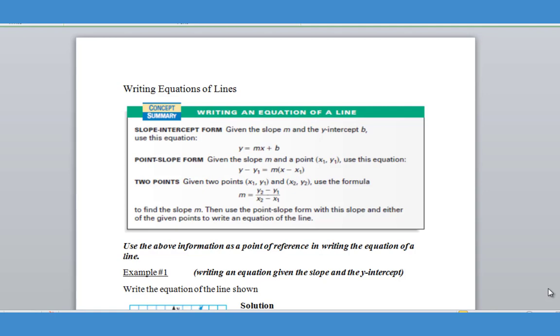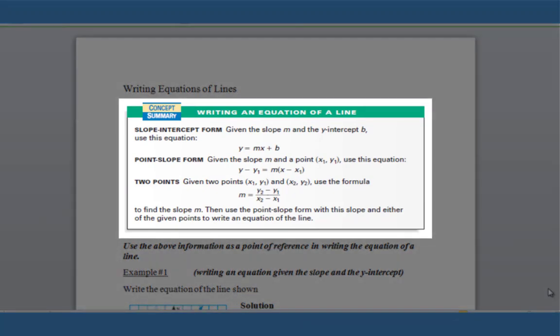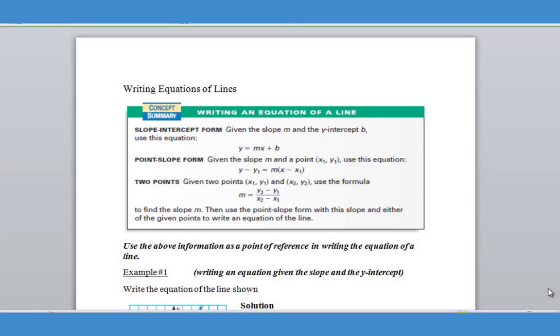So what we're going to do, we have a little concept summary box here that should recap a lot of the things that you learned in Algebra 1. Slope-intercept form, point-slope form, and of course, when given 2 points, we have to find a slope. So we're going to use this concept summary box. We're going to refer back to it as we go through each example. So we'll start with example number 1.